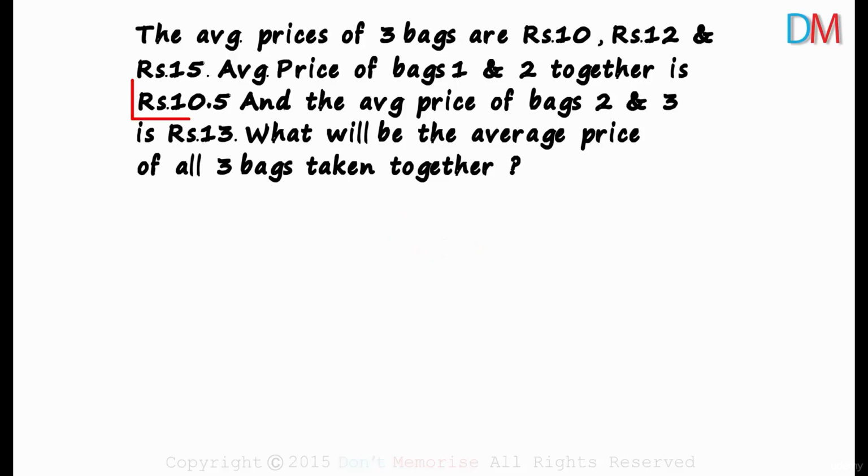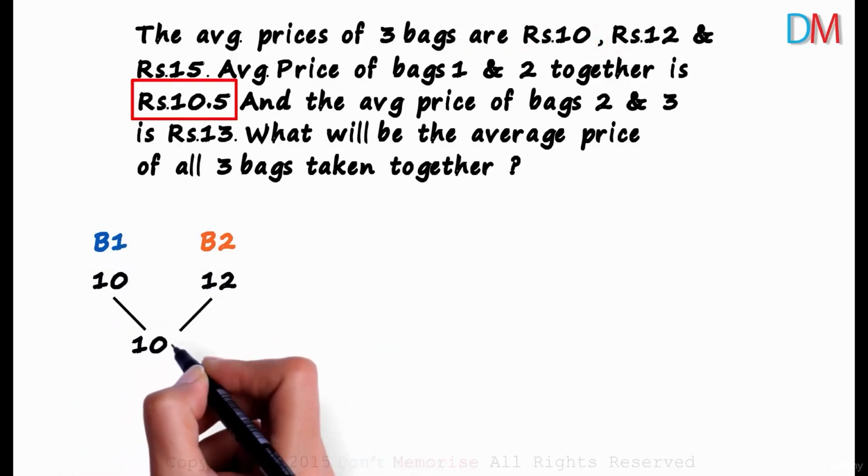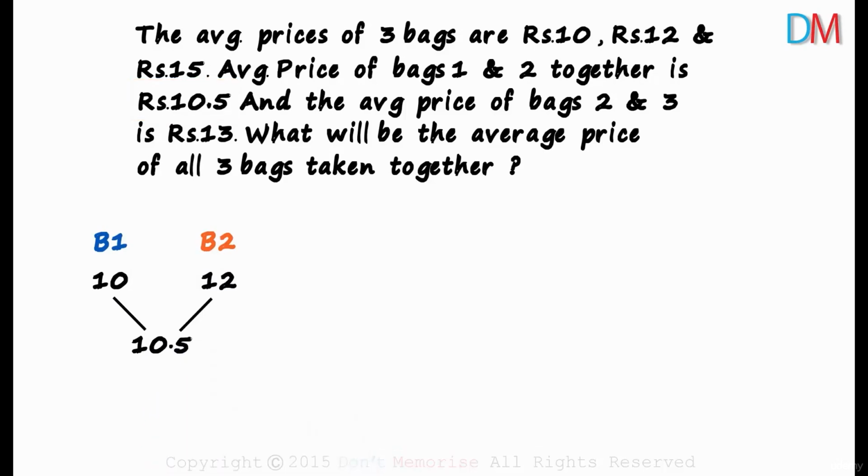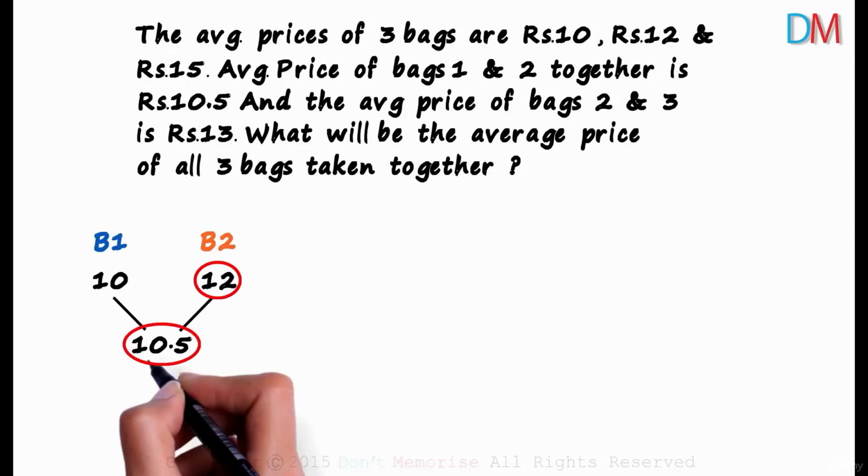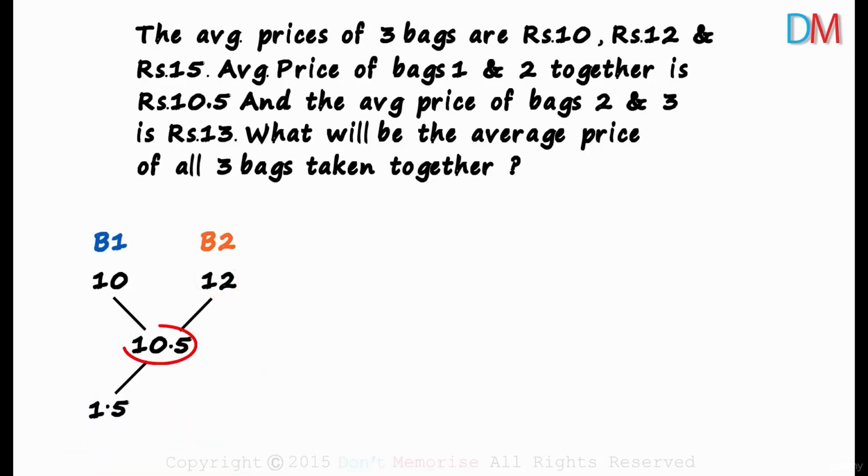First, we have been given the average price of bags 1 and 2 taken together. So let's find the ratio of the weights of these 2 quantities first. The individual average prices are 10 rupees and 12 rupees. And the combined average price is 10.5 rupees. Now we can easily get the ratio here using the allegation concept. 12 minus 10.5 is equal to 1.5 and 10.5 minus 10 is equal to 0.5. This is the ratio of the weights of bag 1 and bag 2. It can also be written as 3:1.